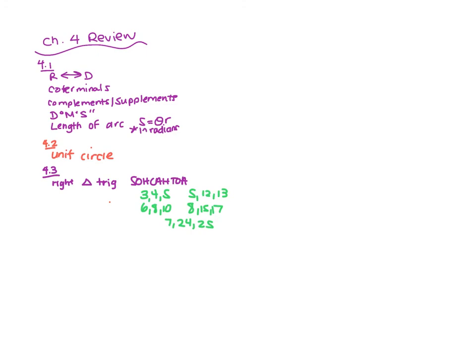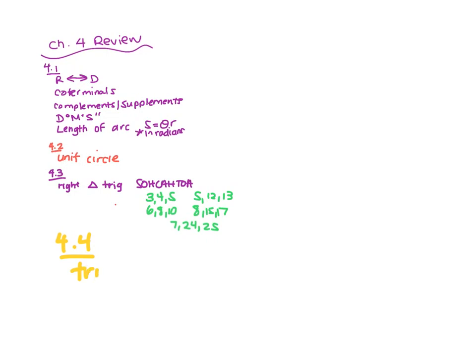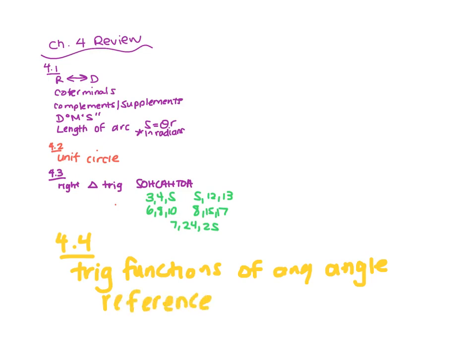And then 4.4 was trig values of any angle. So this is where we started to use reference angles. You know how to find reference angles. You need to know how to apply All Students Take Calculus so that you know where an angle is located and then what its sine should be, that kind of a thing.